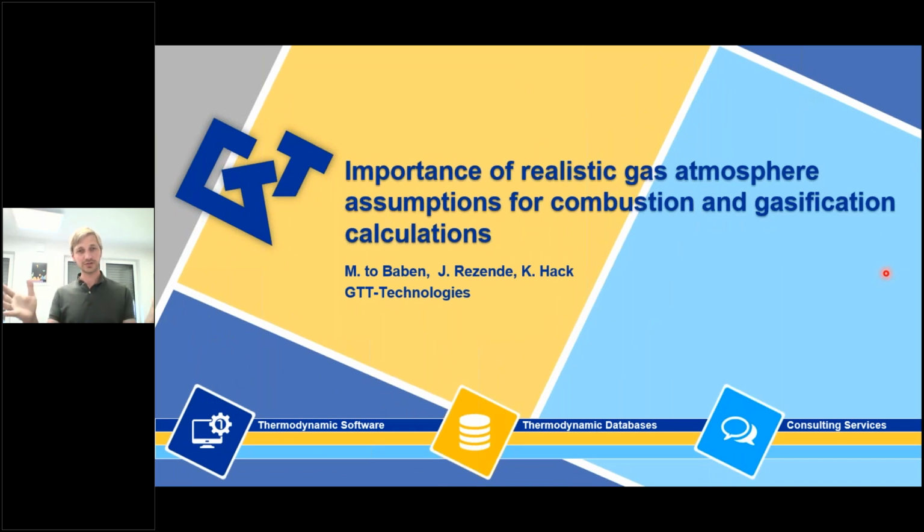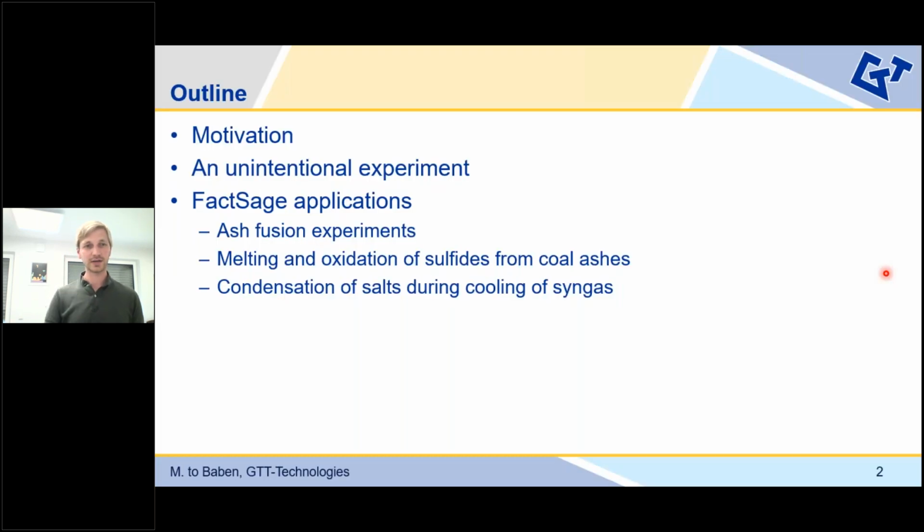Hello, everybody. It's my pleasure to talk about the assumption of realistic gas atmospheres for combustion classification calculations in FactSage using Equilib. It's a pleasure to have all of you here, and I will start with a short motivation of this talk. And then I will introduce an unintentional experiment, which I really didn't want to do, but I did it, and I think that if you model it, you learn a lot about what you actually need to do when you want to describe the gas atmosphere.